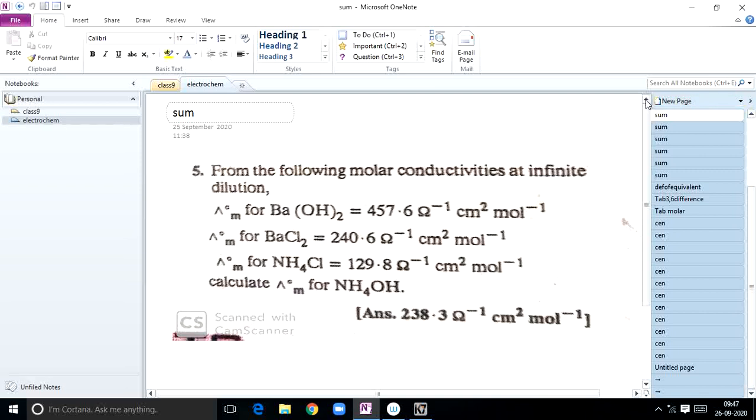Next, see this one, students. From the following molar conductivities at infinite dilution, do this one.